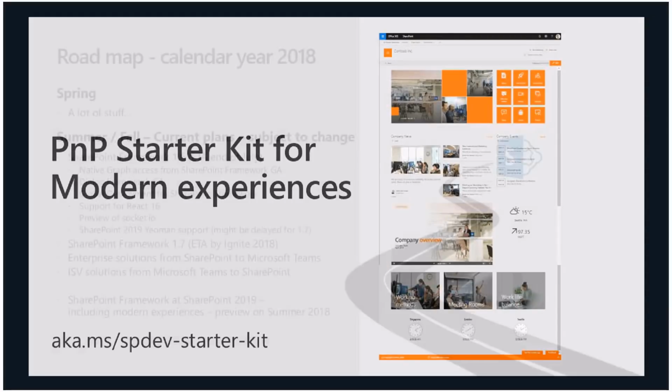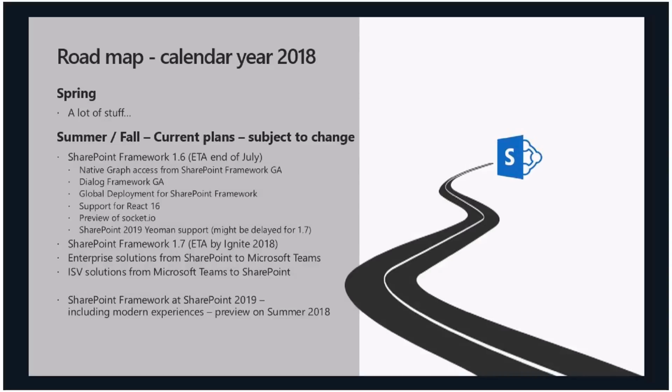Now, moving on. A quick, high-level update on the roadmap. For SharePoint Framework 1.6, the ETA is still end of July. We're looking into having one of the SharePoint Framework releases before Ignite, so it might be end of July, it might be early August. We're running slightly out of time, which is pretty typical, to be honest. But we want to make sure we get one release between now and Ignite. That's going to be 1.6, and 1.7 will then be at Ignite.